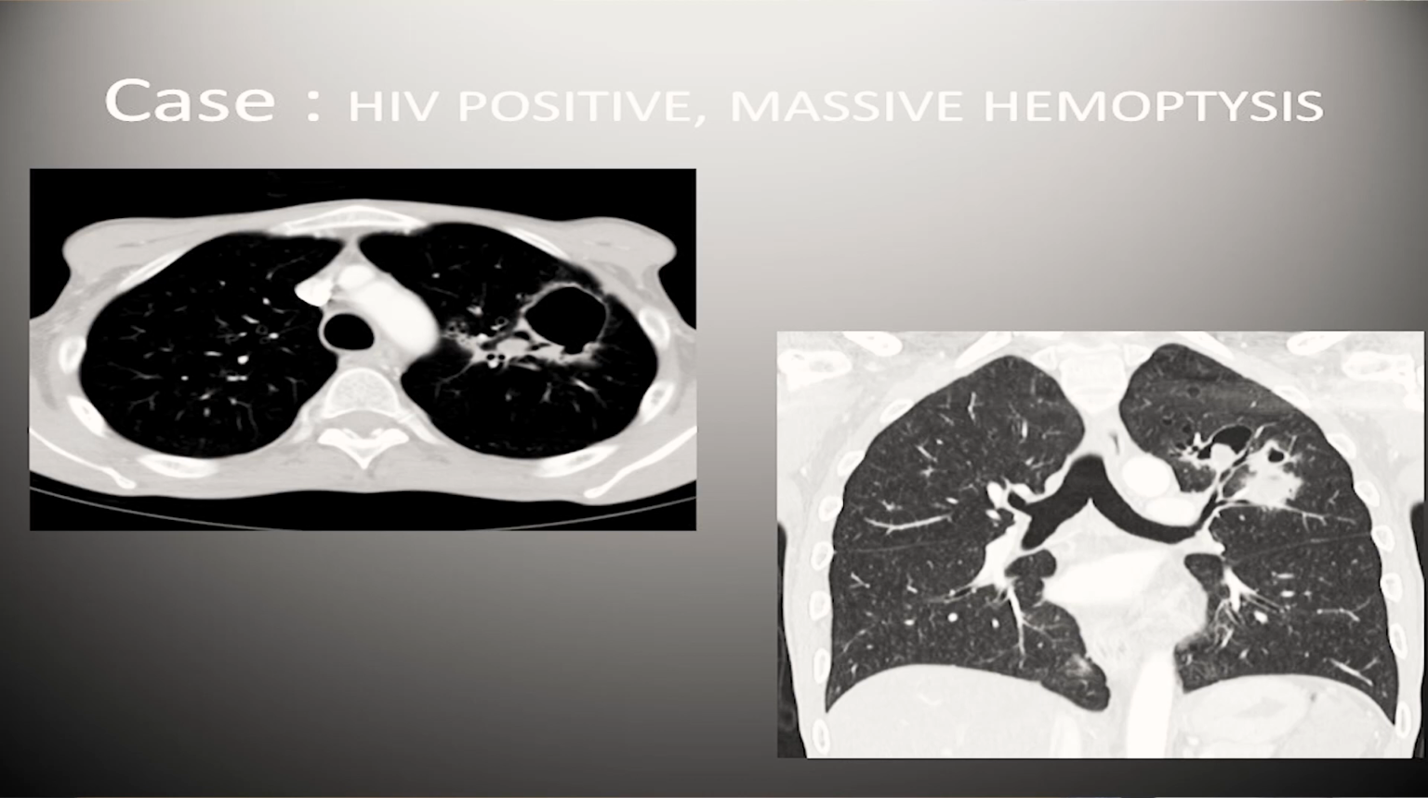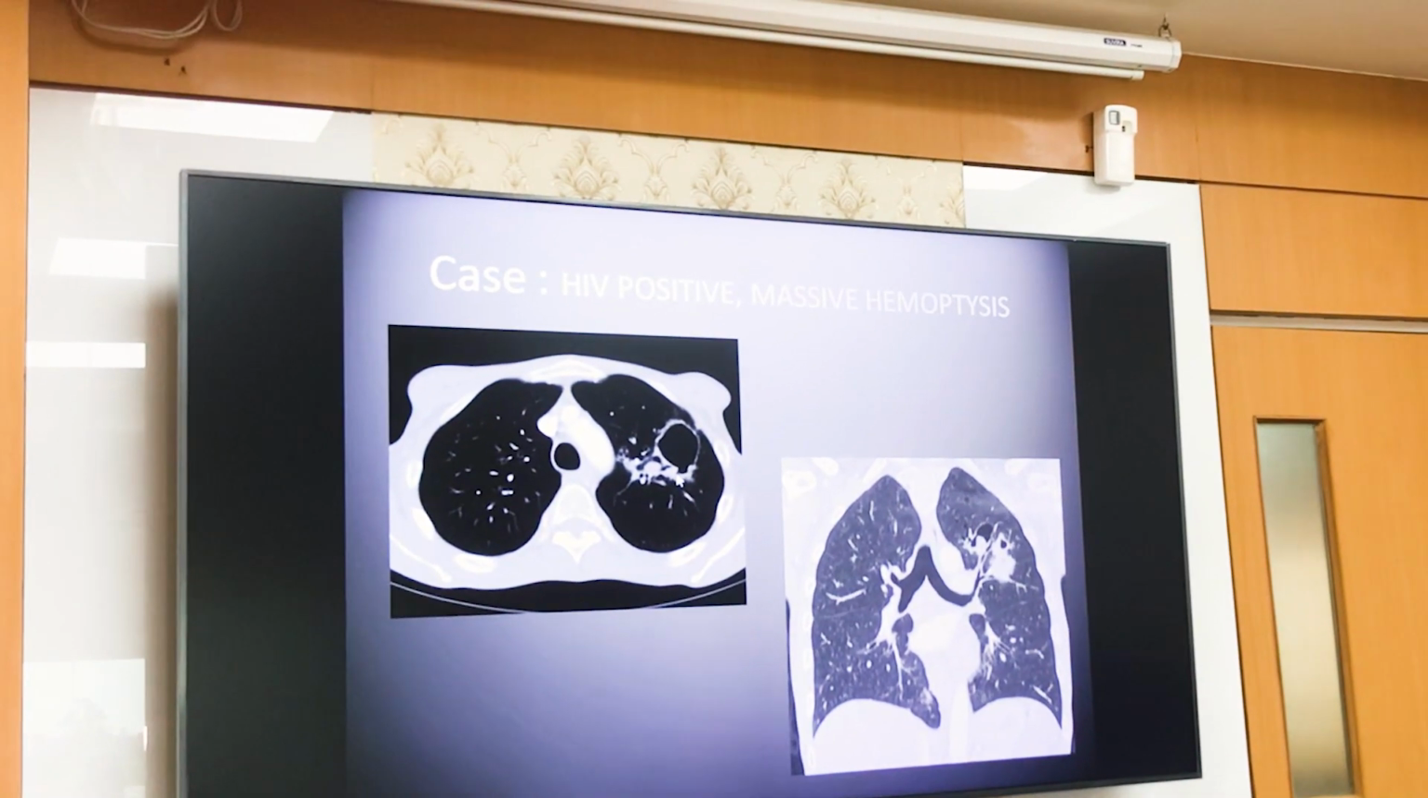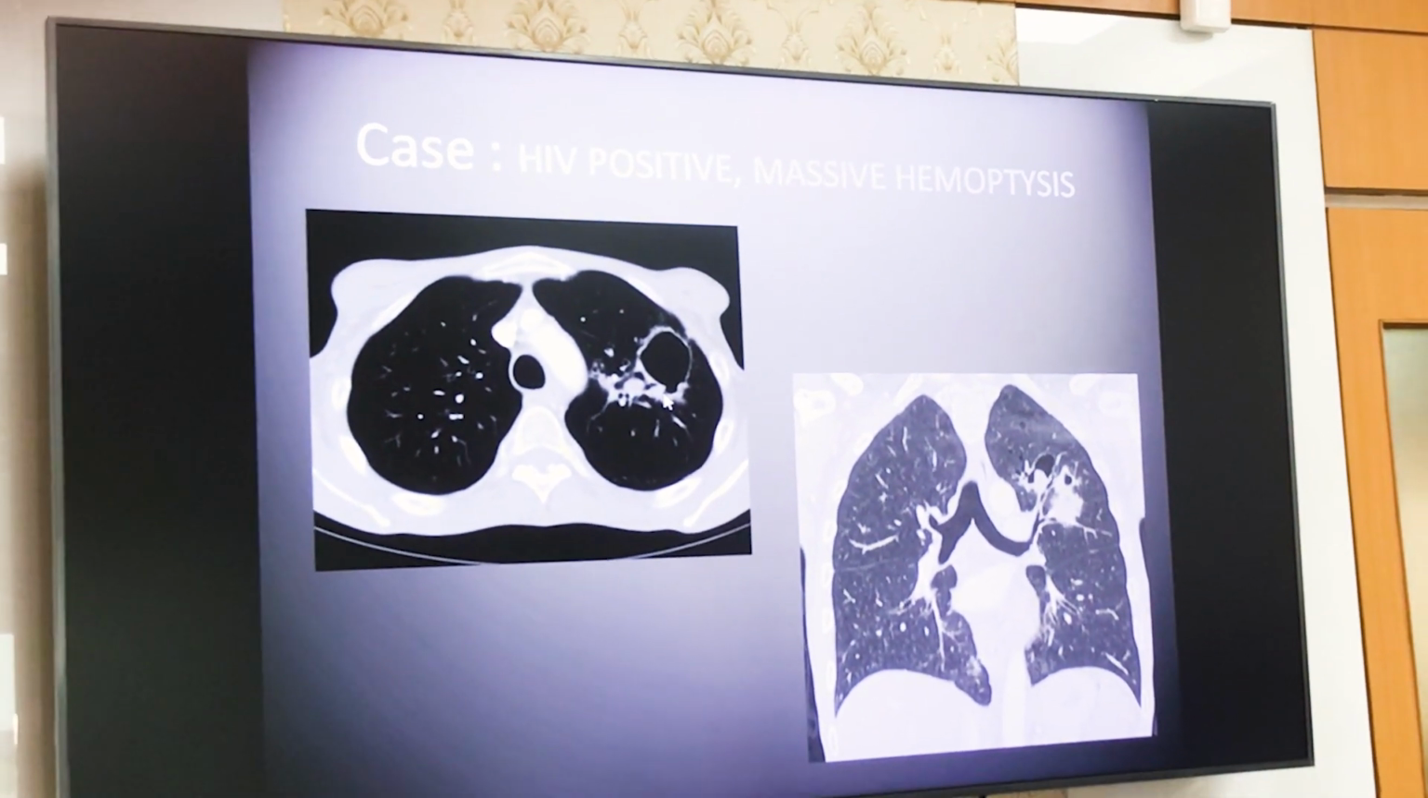I will just show this last case because we talked about that. This was an HIV patient, and that's why he got this large cavitary lesion. And in the cavitary lesion, we have this nodular opacity. So what's the name we talked about?